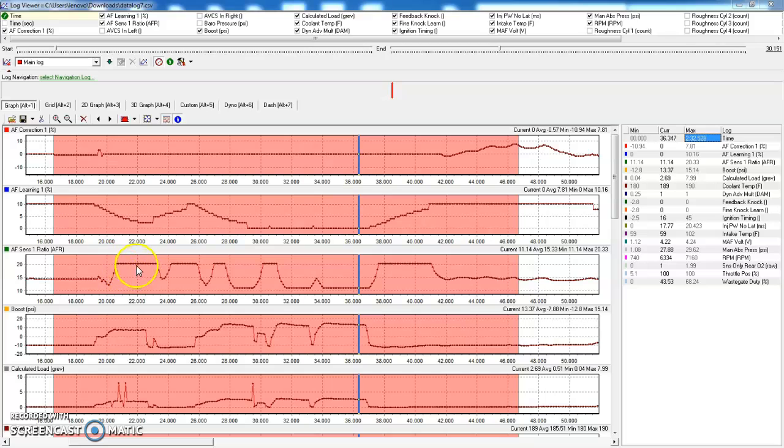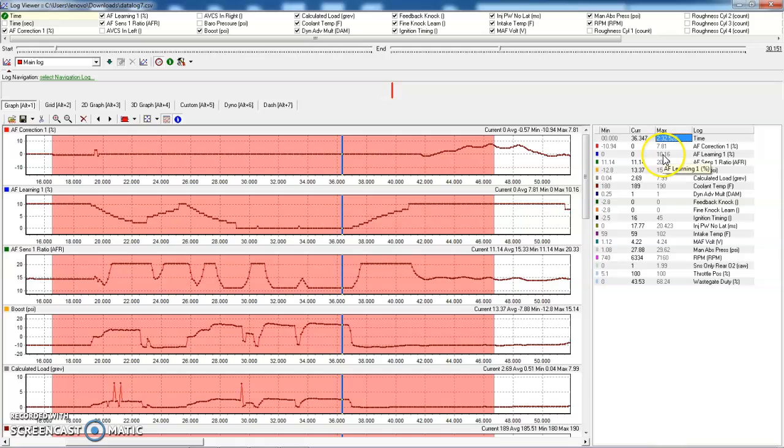So some of the major things we need to look at would be air-fuel ratio sensor. This guy here, we're going to want to look at him. Current value as we go to the line, boost, calculated load, these are all pretty relevant.